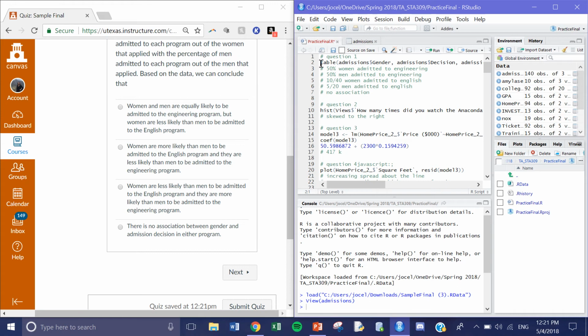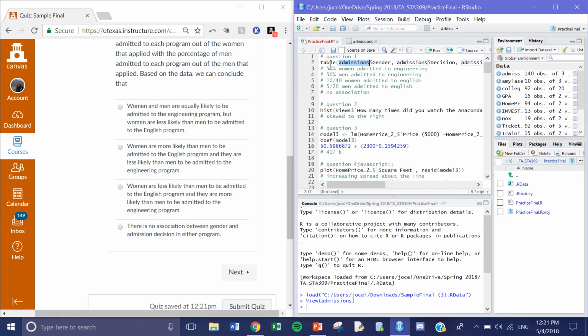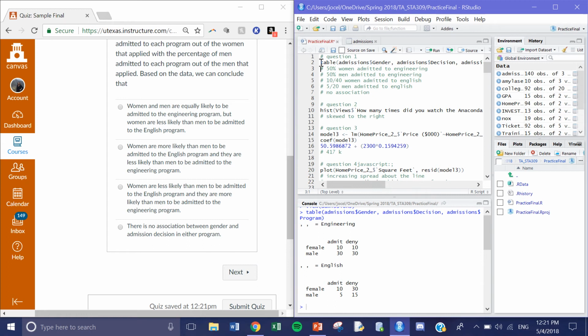So I like to look at this in a 3-way table, and I put gender, decision, and program in the table. So I always do this for all 3 of those. And when we run this, I get 2 little tables, one for engineering and one for English. And I see that females, 10 out of 20 were admitted, and males, 30 out of 60 were admitted. So that means 50% of women were admitted to engineering and 50% of men were admitted to engineering. So there's no difference in the admittance rate for engineering.